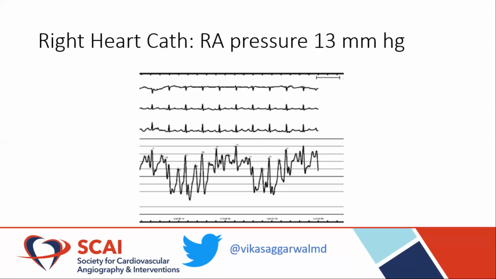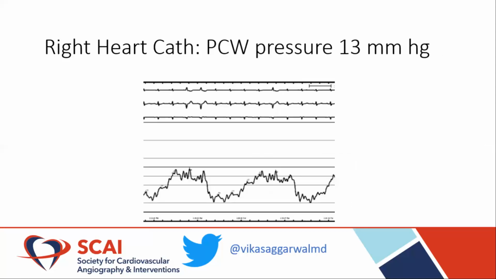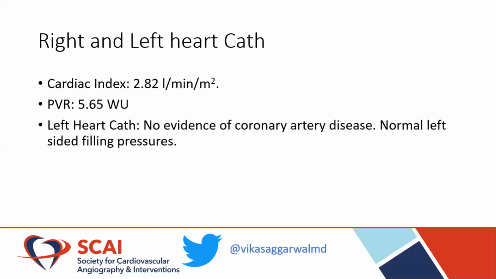The next step is a right heart cath. Her RA pressure is 13. Her RV pressure is 82/14. Her wedge pressure is 13. Her PA pressure is 80/27, with a mean of 48.